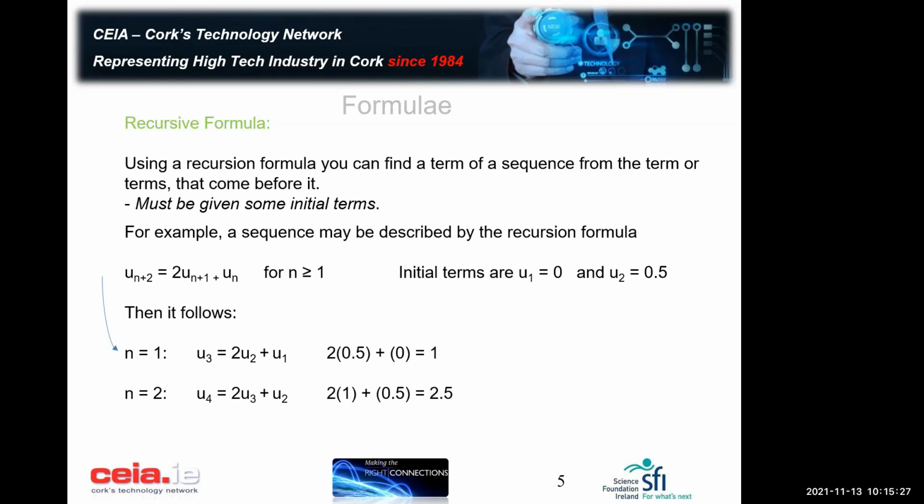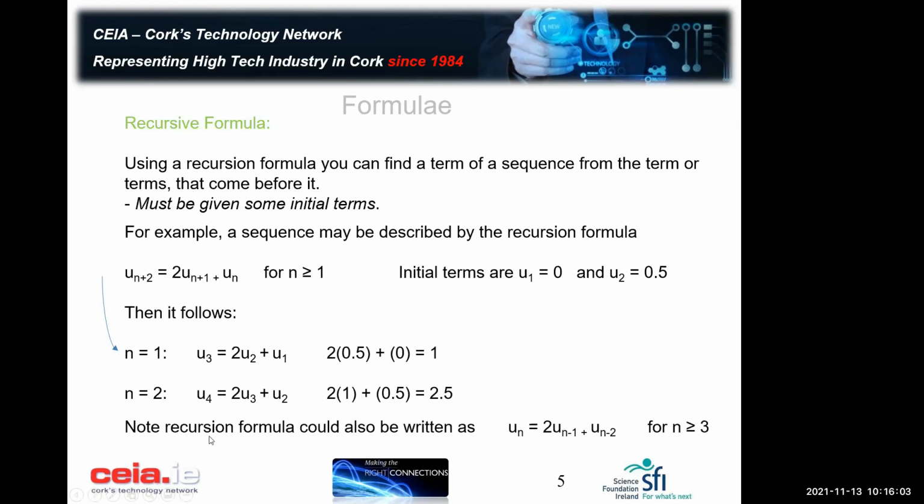For n is equal to 2, you substitute it back in again into u of n plus 2, and of course that gives you u of 4 is equal to twice u of 3 plus u of 2. We now have u of 3 because we solved it in the previous line. And we also were given u of 2. So we substitute in, we get 2 times 1 plus 0.5 is equal to 2.5. So this is what's called a recursive formula, in that you're using the known values from other elements of the sequence, and other terms of the sequence.